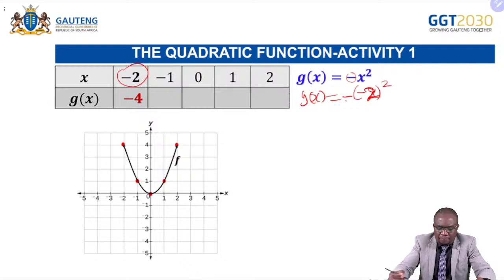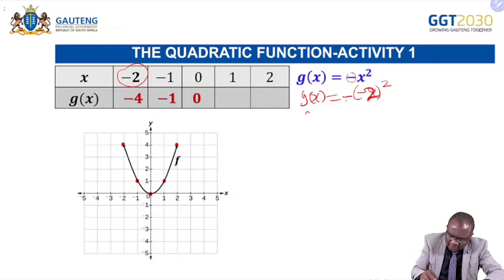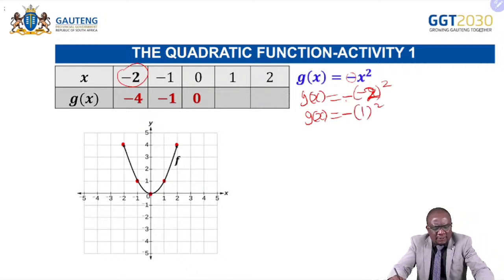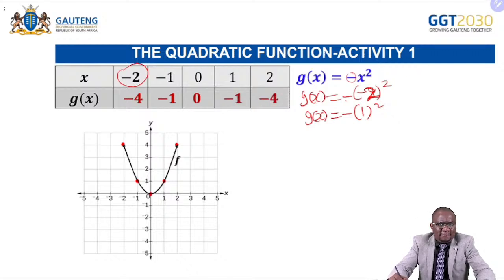Right. You put negative 1, you get negative 1 from this function. You put 0, you get 0. You put 1, what are you going to get? g of x is equal to negative 1 squared. What do you get? Negative 1. And then you put 2. What do you get? Negative 4.